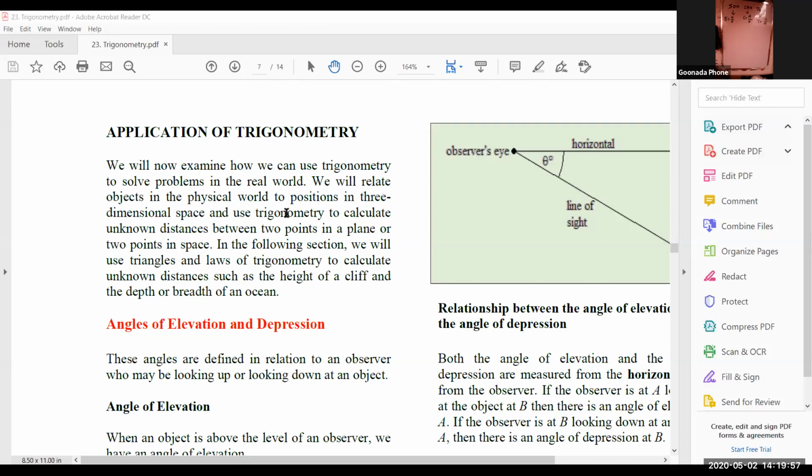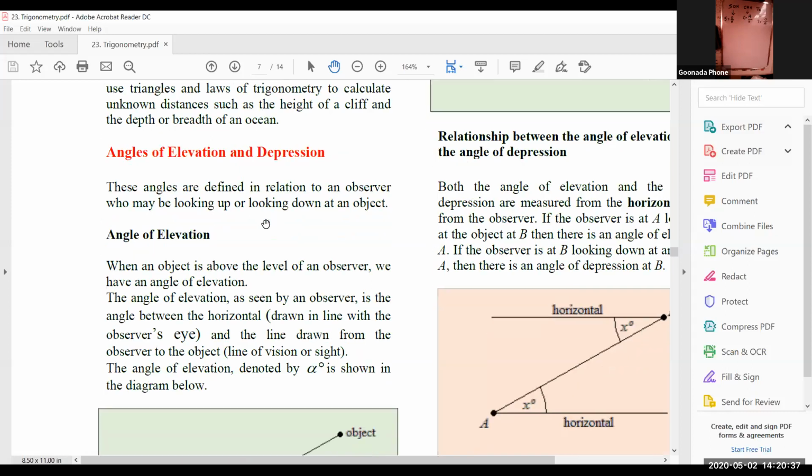All right, so let's now look at some applications of trigonometry. Okay, so we will now examine how we can use trigonometry to solve problems in the real world. We will relate to objects in the physical world, to positions in three-dimensional space, and use trigonometry to calculate unknown distances between 2 points in a plane or 2 points in space. In the following section, we will use triangles and laws of trigonometry to calculate unknown distances such as the height of a cliff and the depth or breadth of an ocean. So let's look at angles of elevation and depression.